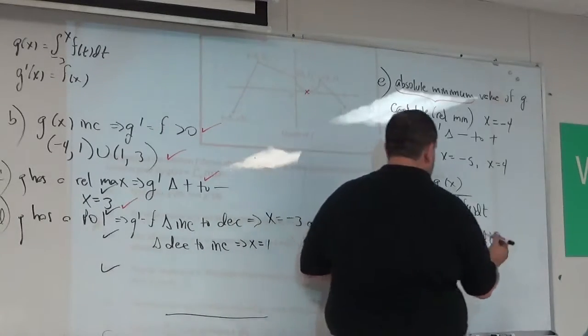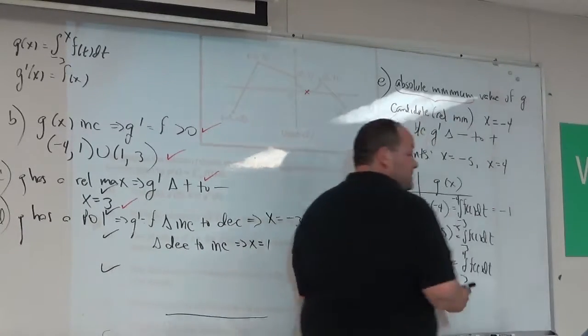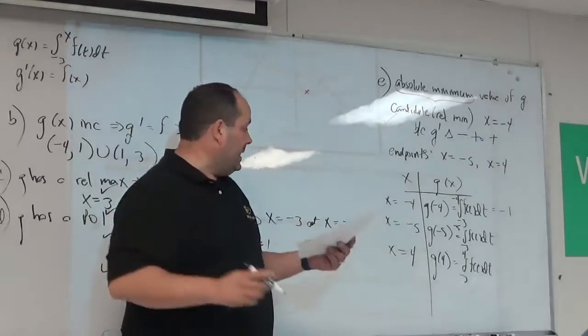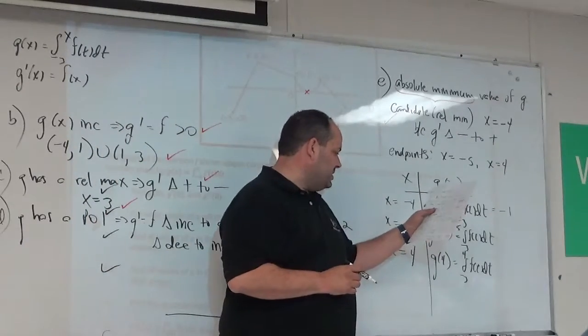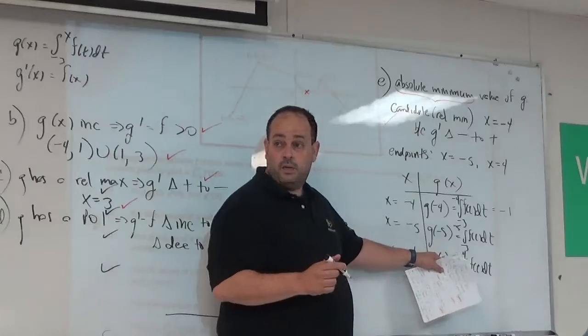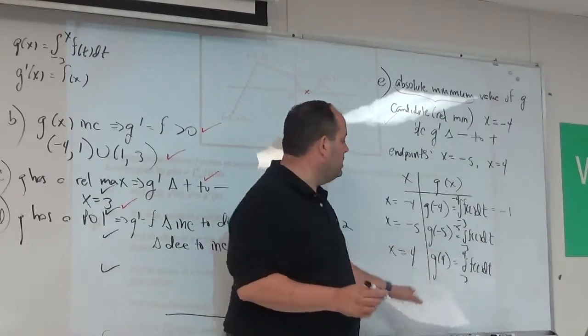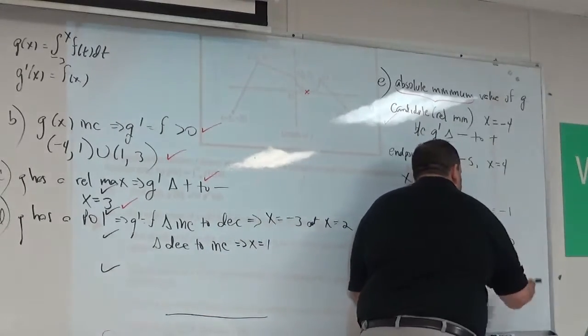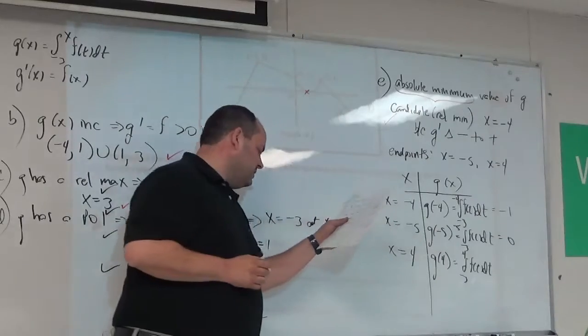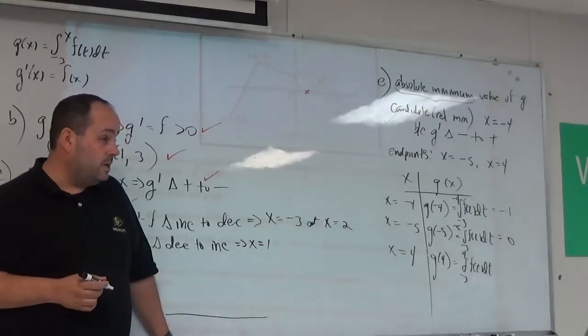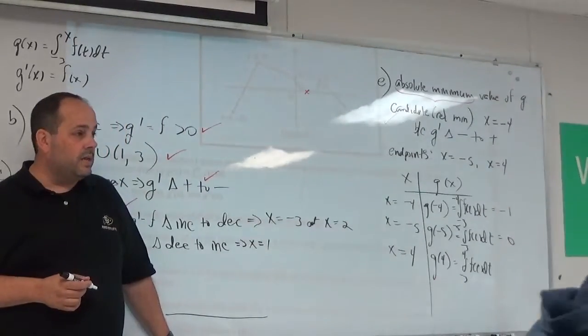Results are pouring in. I heard g of -4 is -1. Yeah. Okay. Did anybody find g of -5 yet? 0. No. I believe g of 5 is going to be 0, and g of 4 is a tricky one. Yeah. Everything should cancel out.